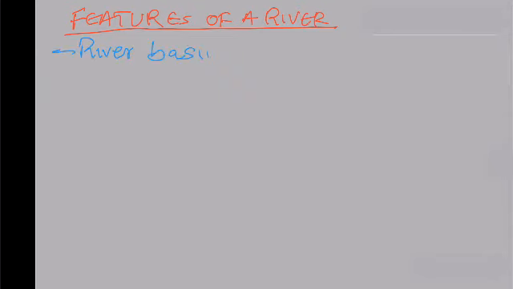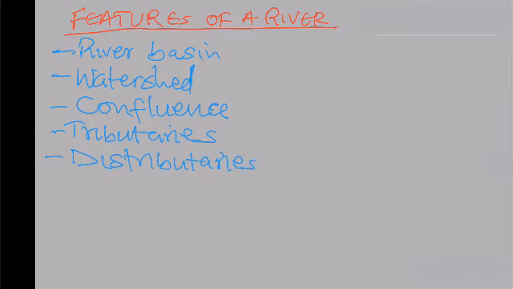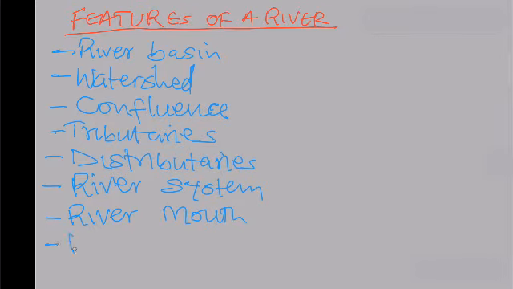So we're going to look at a few aspects of a river, and these are some of the terms that you should know when we talk about rivers. The river basin, the watershed, the confluence, the tributaries, the distributaries, the river system, the river mouth, the drainage basin, and many more.